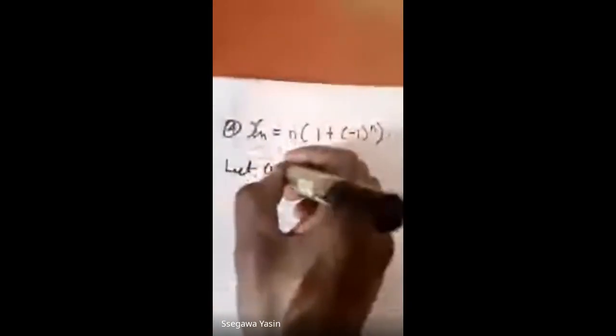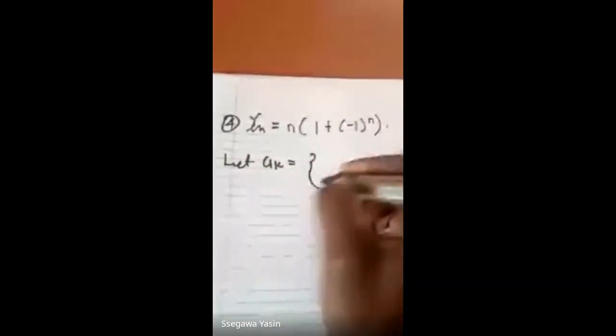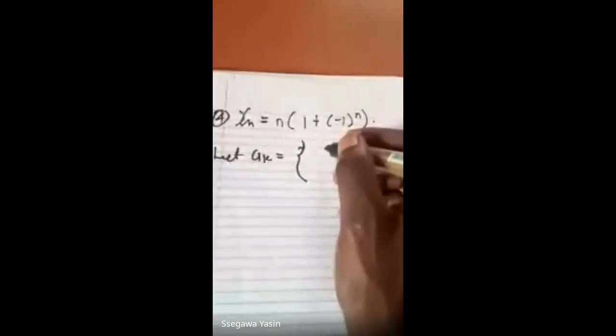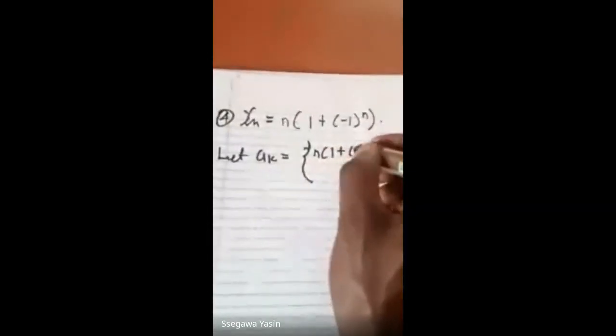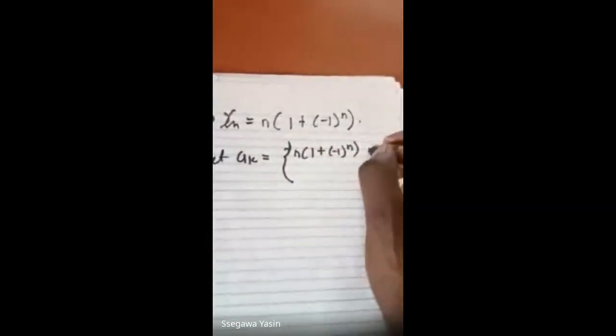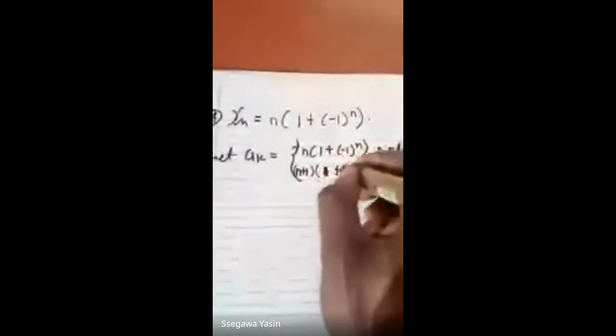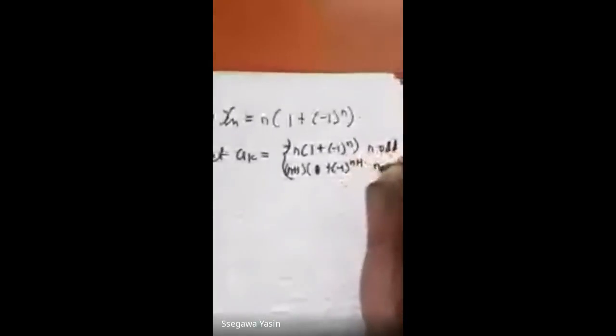So this is our xn equals n into 1 plus negative 1 to power n. And we are going to let ak equal to what? This is n into 1 plus negative 1 to power n. I want n odd. Then this is n plus 1 into 1 plus negative 1 to power n plus 1, n even.